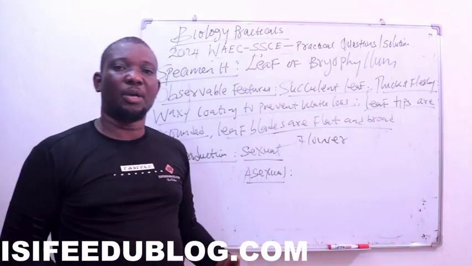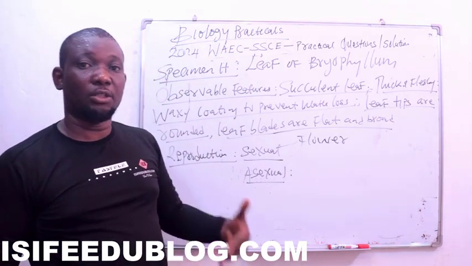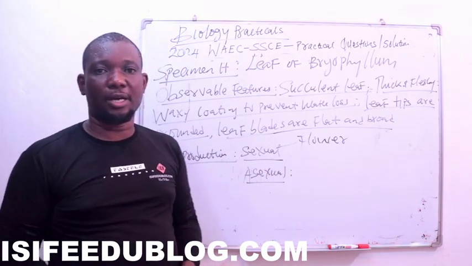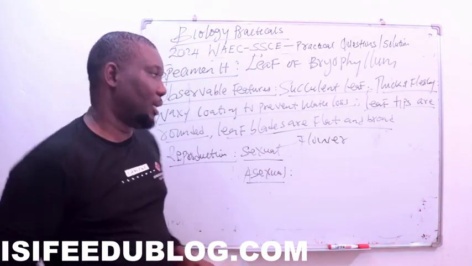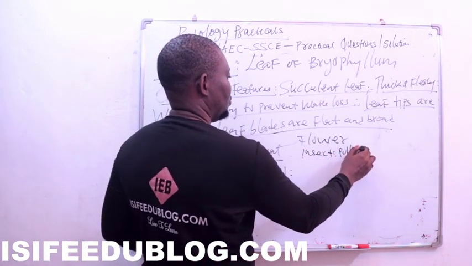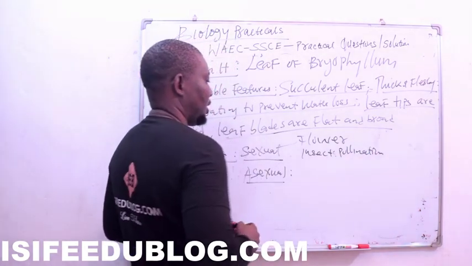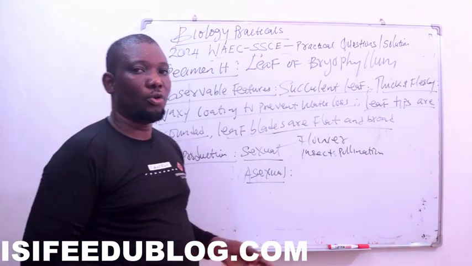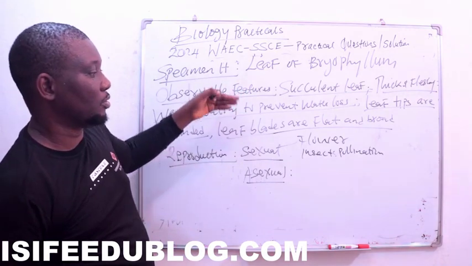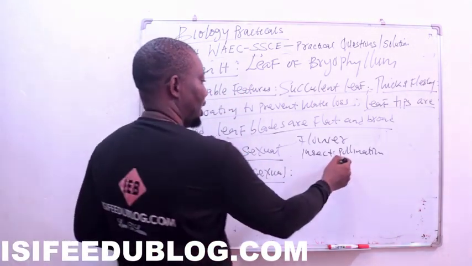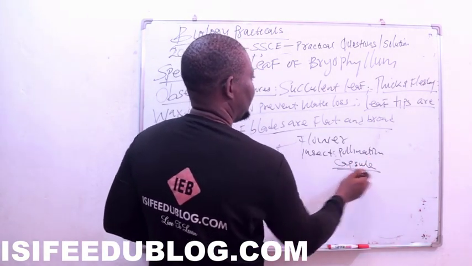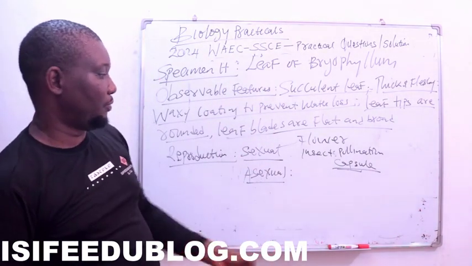Among the four floral parts, we have the petal, the sepal, the androecium, and then the gynoecium. So these are the four floral parts of the flower. That means there would be pollination, which is insect pollinated. And again, the type of fruit produced is a capsule. So this is the type of fruit produced from this plant, the capsule.